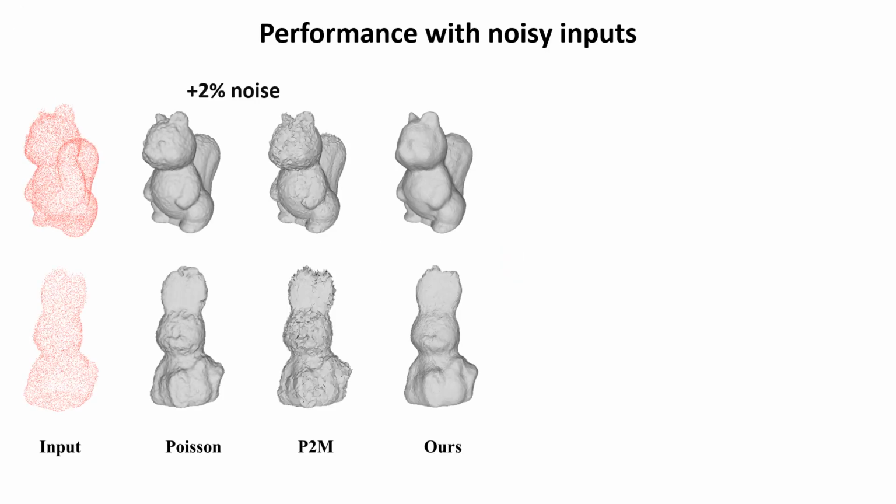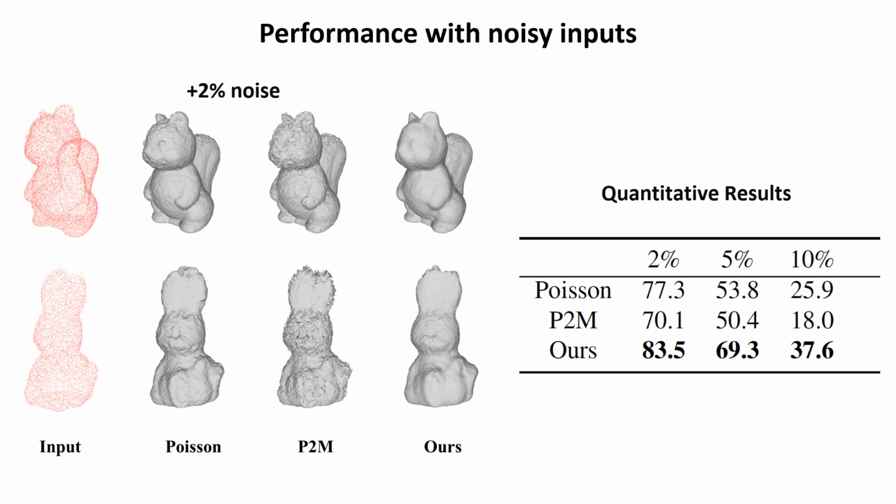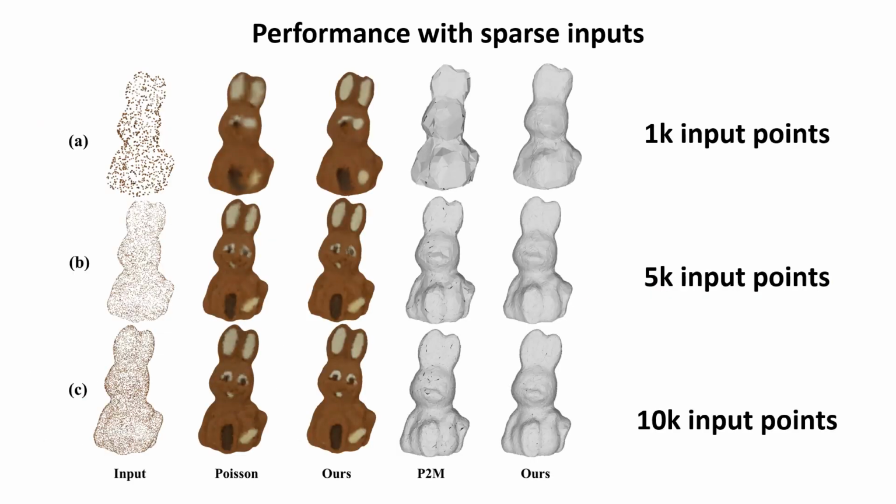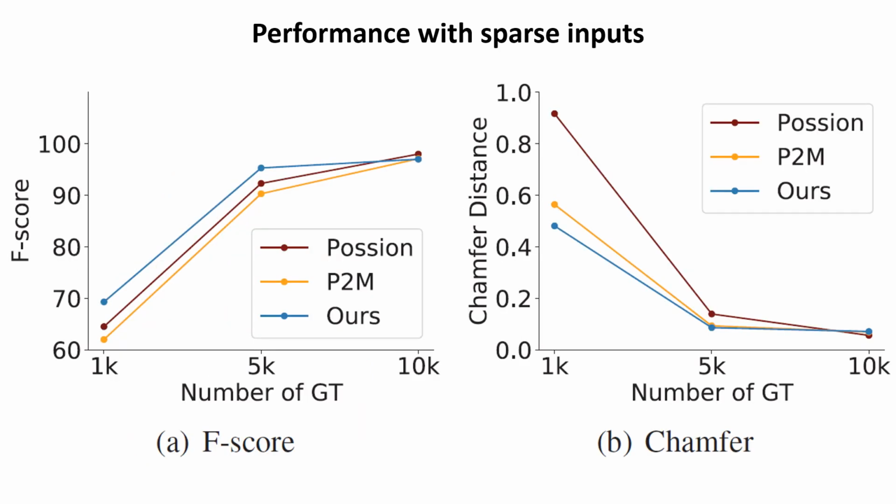We tested the robustness of our method by manually adding Gaussian noise to the input point cloud, and the results are shown in the slide. We also show quantitative results on the right. We also test the robustness of our method on sparse input point clouds. We run Poisson, Point2Mesh, and our method by taking input point clouds with different numbers of points. As expected, the performance of all the methods drops when the input point number is decreasing, but our performance drops slower than the others.